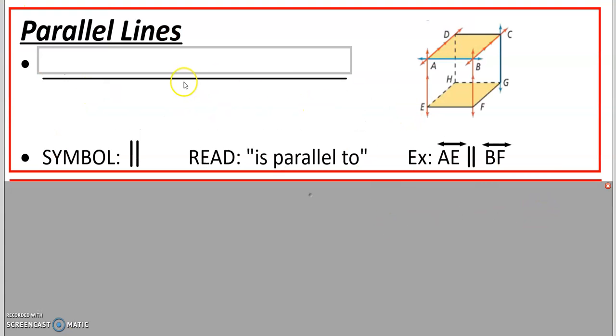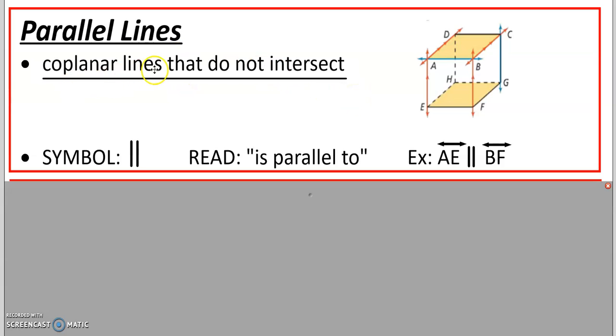Starting off, parallel lines should be pretty familiar to us, right? Parallel lines are coplanar lines that do not intersect, okay? We know that parallel lines have the same slope. They're never going to intersect, and they have to be on the same plane. Coplanar, remember that definition. Math people don't like writing out parallel lines every single time, so that's why we are using that little symbol. It's two vertical lines closely together, and it is read as "is parallel to."